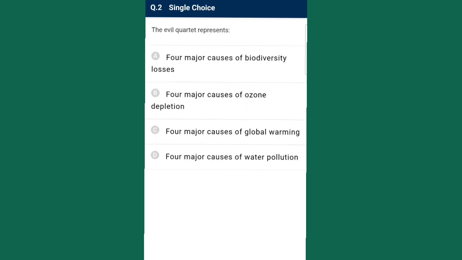Question number 2. The evil quartet represents the four major causes of biodiversity losses: habitat loss and fragmentation, over-exploitation of natural resources, invasion by alien species, co-extinctions. So the answer for this question is option A, four major causes of biodiversity losses.